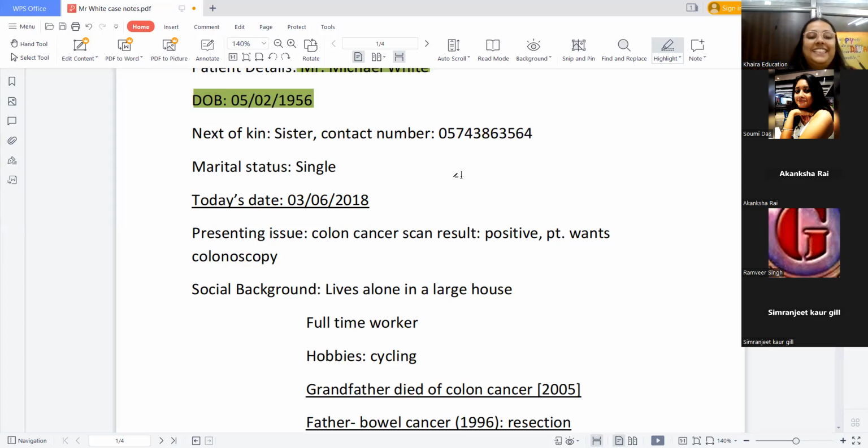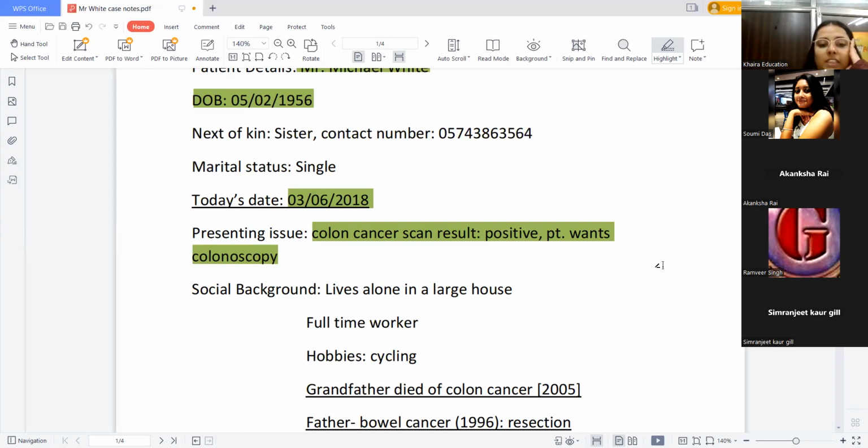Let's come back to the date of writing the letter and the presenting issue. Let's take the help of Neelu here. Neelu, what do you think is relevant here? Absolutely. The date of writing would be very relevant. Since the date of writing this letter is the 3rd, and this is today's date, it becomes very relevant. And the presenting issue is very relevant because this is the reason why the patient has come to you, and the reason why you're sending the patient to the recipient. Because the colon cancer scan result is positive, and because the patient wants a colonoscopy, that is the reason it's being requested. So both of them are very relevant because they're the reason why the letter is being written.